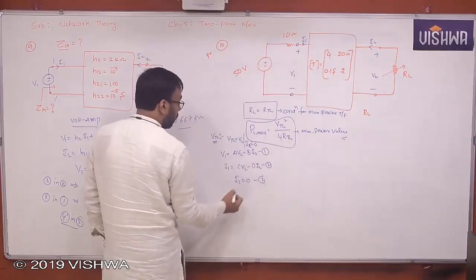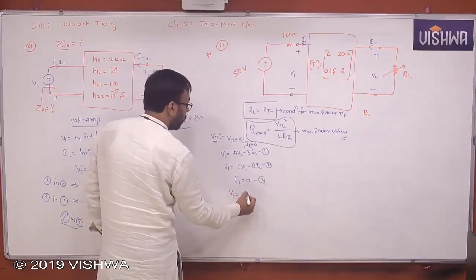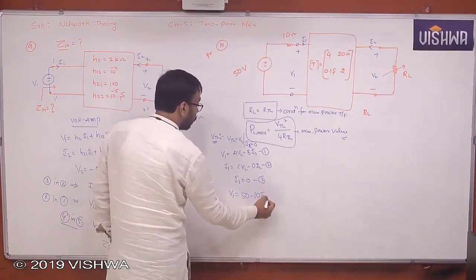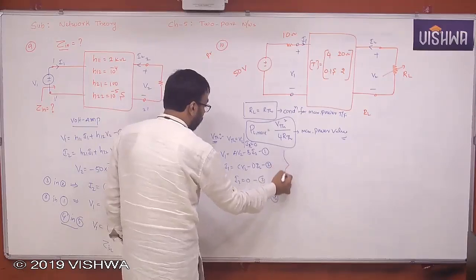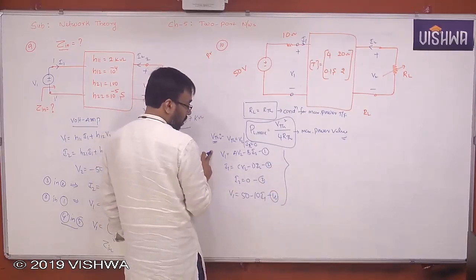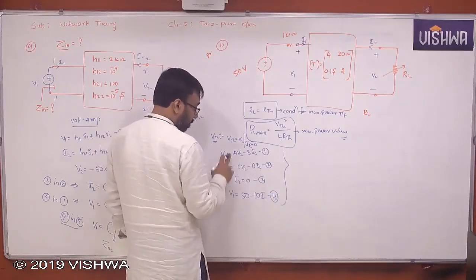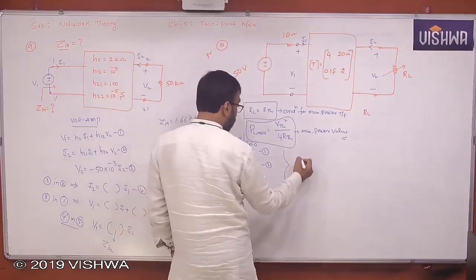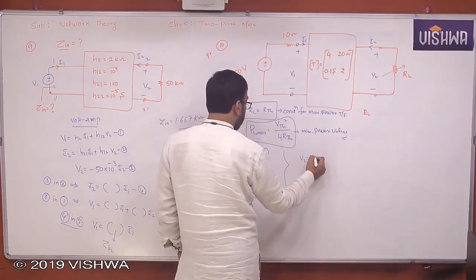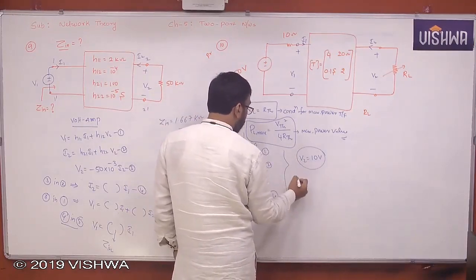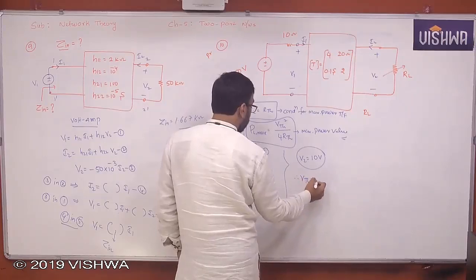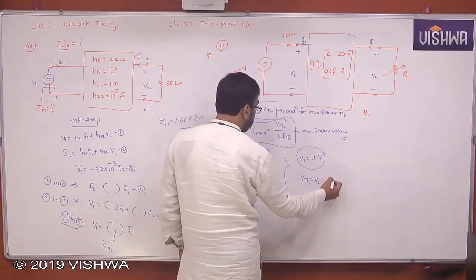Another one is V1 is equal to 50 minus 10 I1. So solving all this, V1 can be eliminated, I2 can be eliminated. From the resulting two equations, you can get V2, that is 10 volts. This is nothing but VTH or V2, both are same, 10 volts.